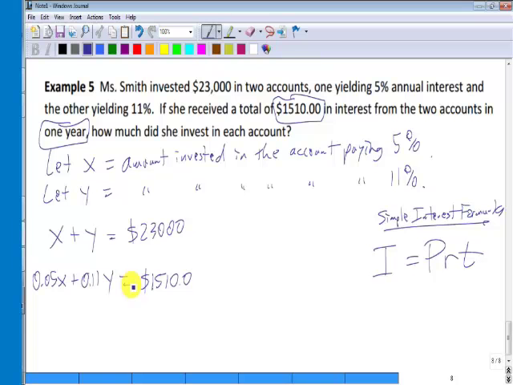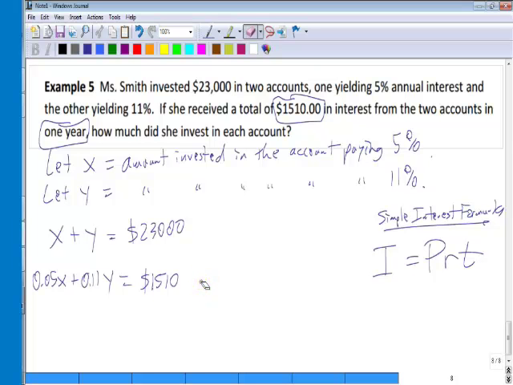Invested in the account paying 11%, and we've got expressions for the interest paid by each one. Add those together, and that should be 1510. Never mind the point, let's just call it 1510. I had that looking like $15,000 for a moment.